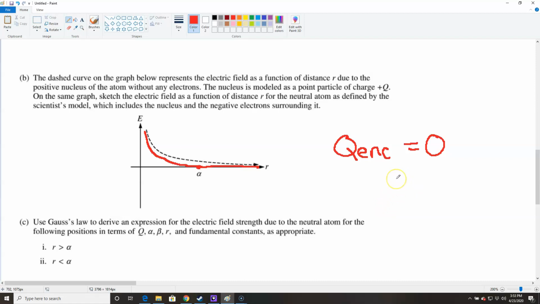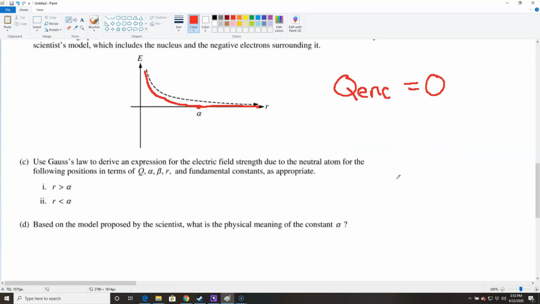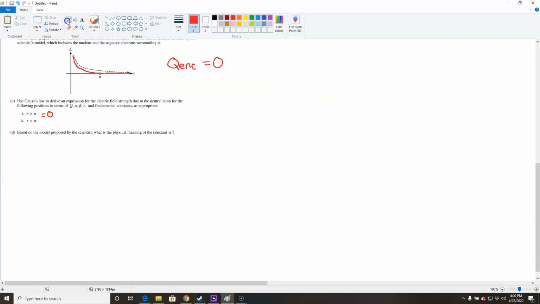Now part C asks, using Gauss's law, derive an expression for the electric field due to the neutral atom for the following positions, and base it off of Q, alpha, beta, and r. So when r is greater than alpha, that one's fairly simple. When r is greater than alpha, the field is 0. So we'll put in equals 0. Now let me zoom out. For C2, this is going to get a lot more complicated. Let's go right into Gauss's law.